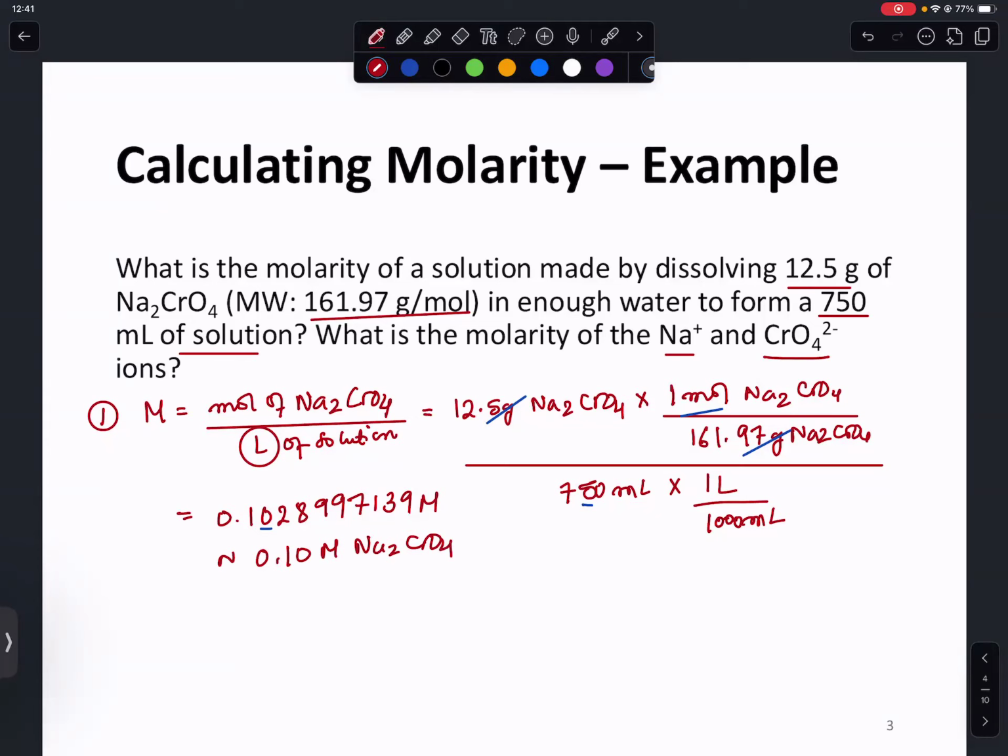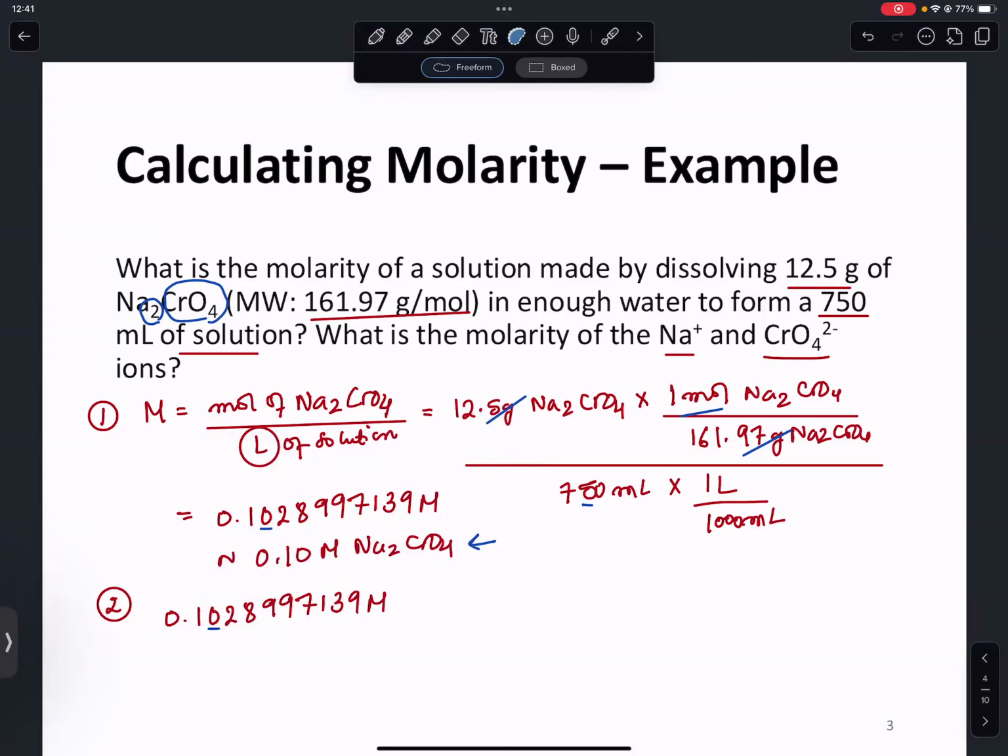Now the next step is we can use this value right here as a basis to calculate the molarity of the sodium and the chromate ions. In this case, we're going to use again the stoichiometric amounts, or the number of moles of the sodium and the chromate ions in one formula unit of sodium chromate. I will call this step 2. So in this case, I can say that for each, and I will copy and paste this here.